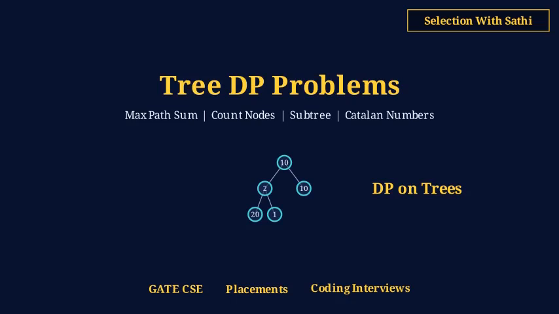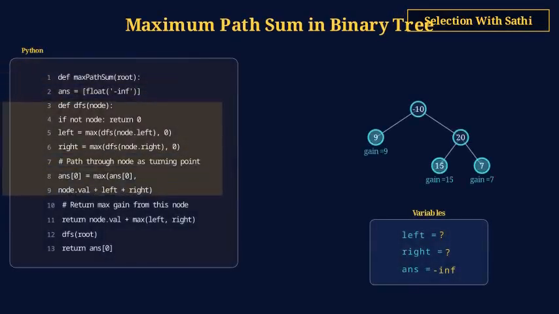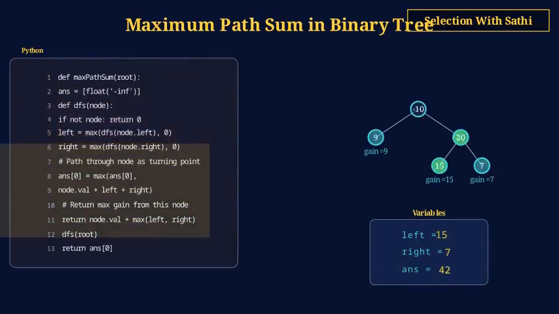Let us begin. Maximum path sum in a binary tree. The path can start and end at any node and does not need to pass through the root. Look at line 6. For each node, compute the maximum gain from the left child. We use max of 0 to ignore negative contributions. Line 7, same for the right child. Lines 9 and 10, the path sum through this node as a turning point is node value plus left gain plus right gain. Update the global maximum.